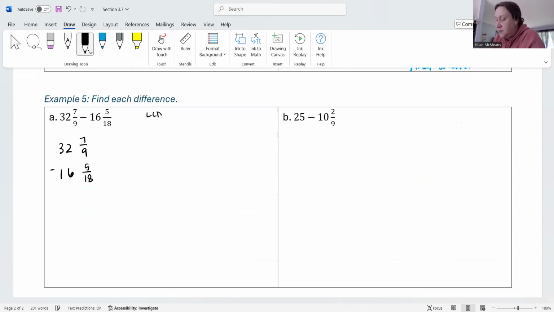Well, we need an LCD. And anytime you see that one denominator will go into the other denominator evenly, you know that the larger denominator is the LCD. So if we start listing out multiples of 9, we see this really quickly.